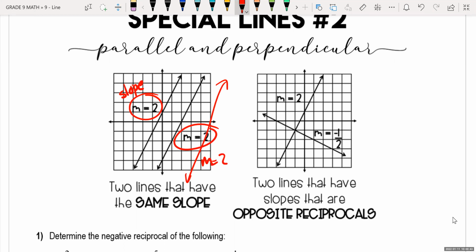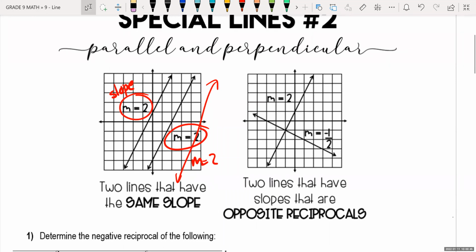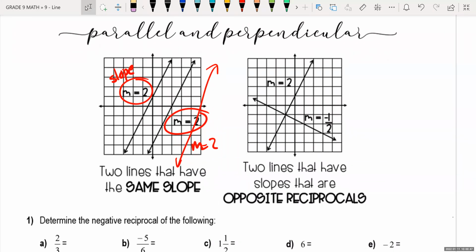How about perpendicular lines? For this one, we're going to have to think about it. Two lines that have slopes that are opposite reciprocals, or another way to think about it, I don't even like the word opposite that much. I'm going to say negative reciprocals. What this means is if one of the slopes is positive, the other one has to be negative. If one of the slopes is negative, the other one has to be positive. So they will always have two different signs. And the word reciprocal means we're going to flip them over.